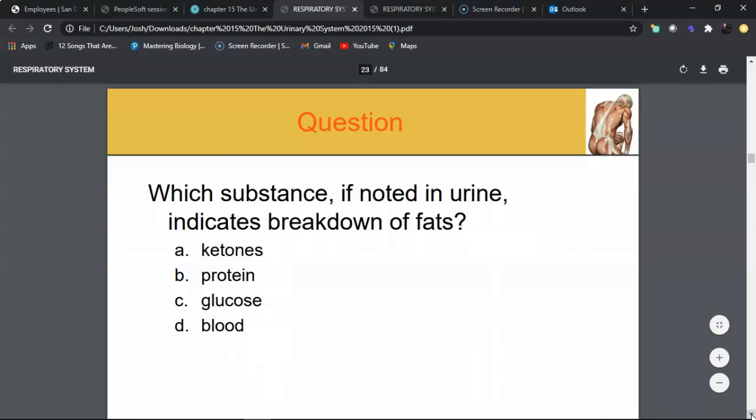Blood can happen for a number of different reasons. It could happen because of an infection. It could be from disease of the kidney. It could be from kidney stones. So blood can occur as well.